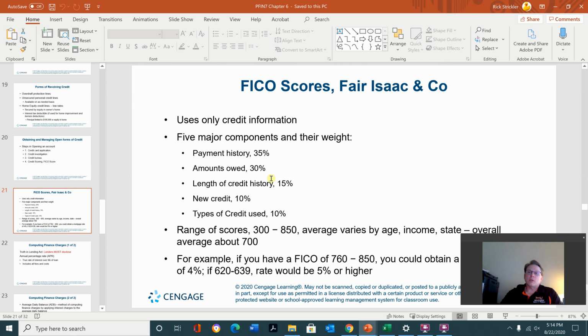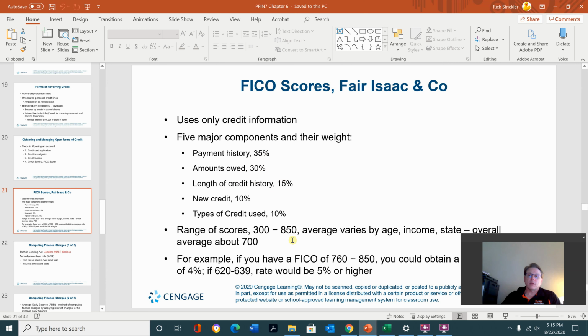Okay, amount owed, again, that's what I was saying, to keep it under 30%. Under 15% is even better, but under 30% is the rule of thumb. And of course, payment history. You would think payment history would be the most important thing, and it is, but not by a lot. Only by 5% more than the amount owed.